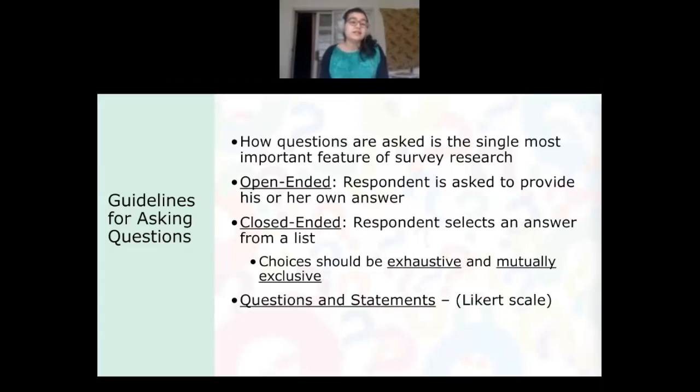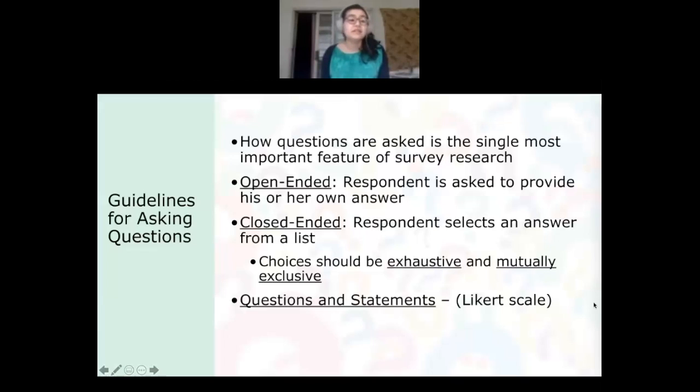So closed-ended questions are when there's a list of answers that the question provides, and the respondent has to choose one of them. And this is very nice because it can be easily developed into quantitative analysis, because you can have a code book and use the answers directly and count how many people said A, B, or C.